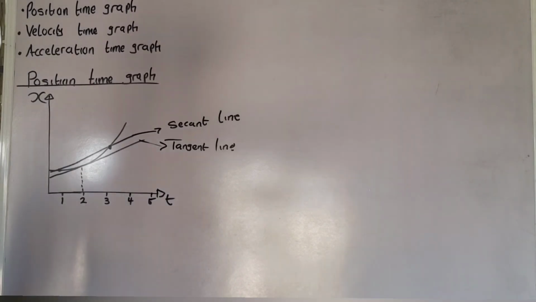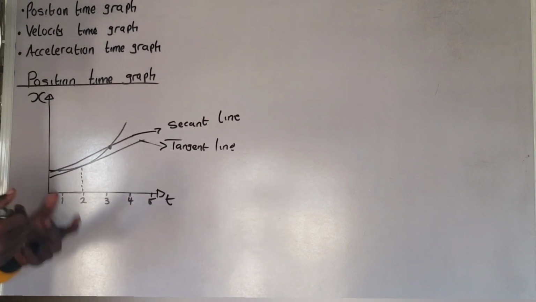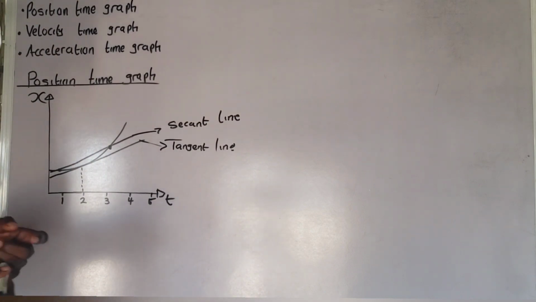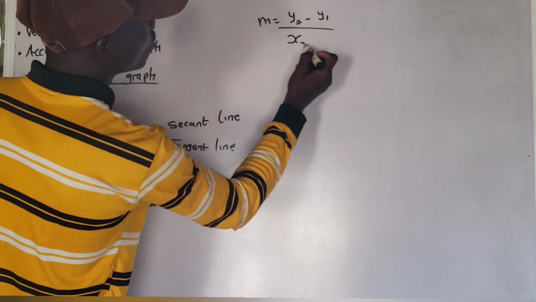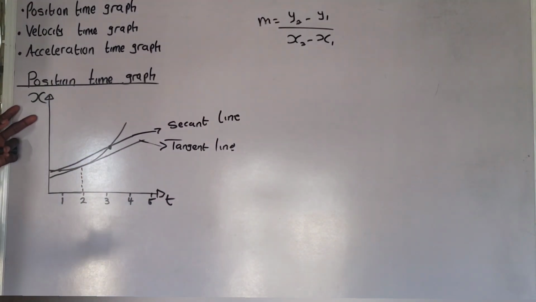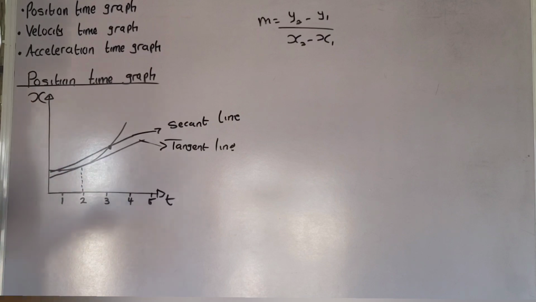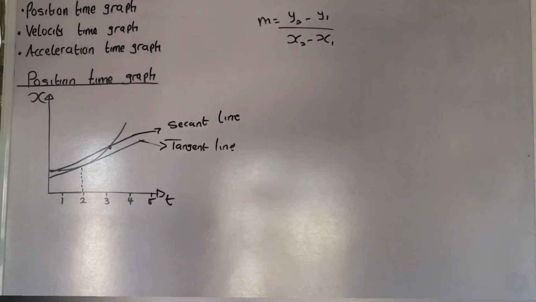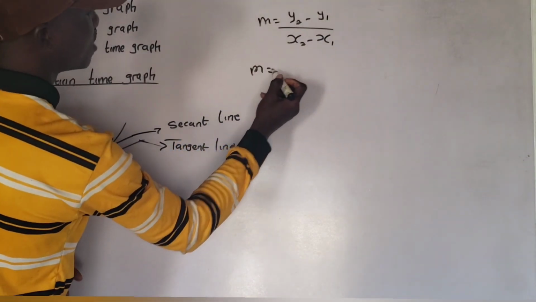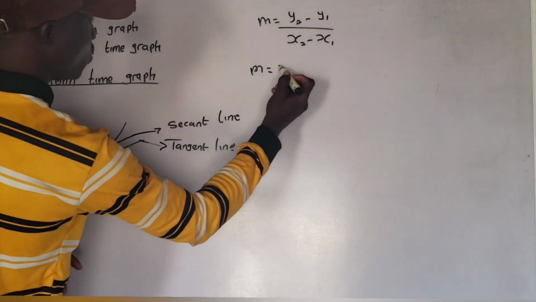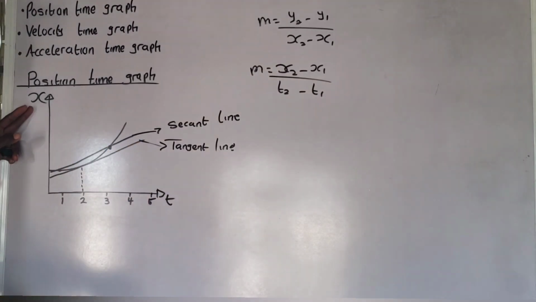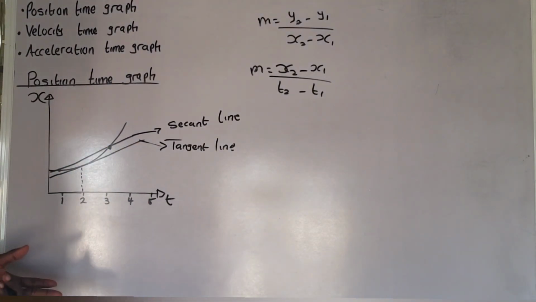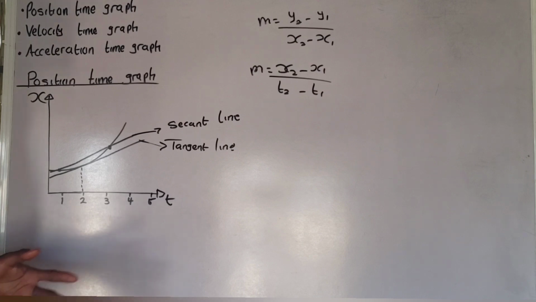If you remember very well, when I started this class, I said that slope is associated with division. And slope is m equals y2 minus y1 all over x2 minus x1. But because this graph is a position time graph, and the movement is along the x-axis, the slope now becomes x2 minus x1 all over t2 minus t1, because the graph is now x versus t. So that's it. You can get the slope of a secant line using algebra.